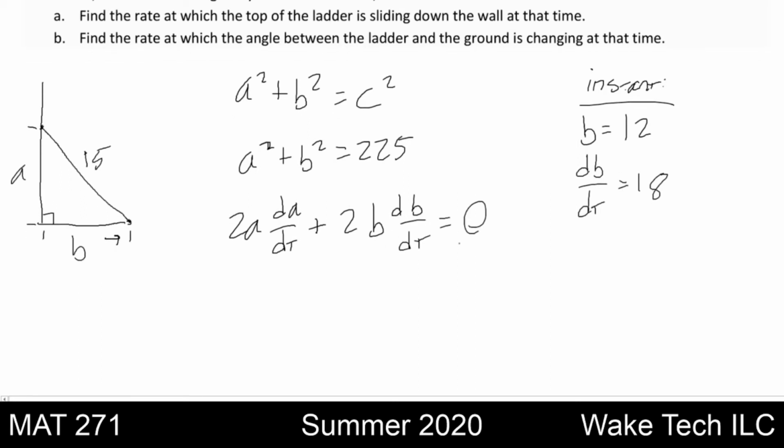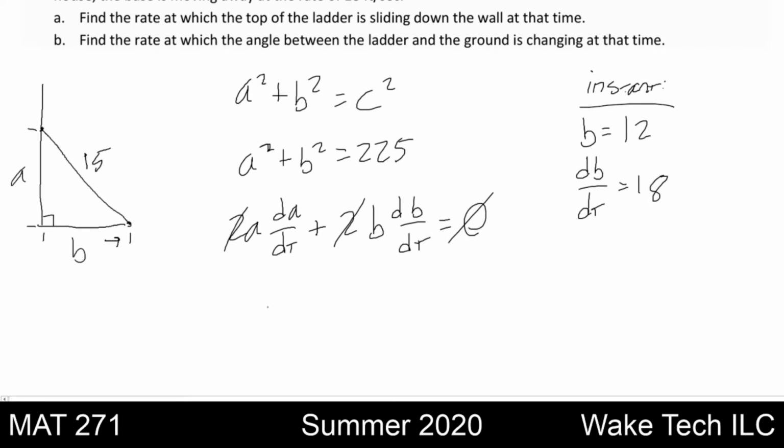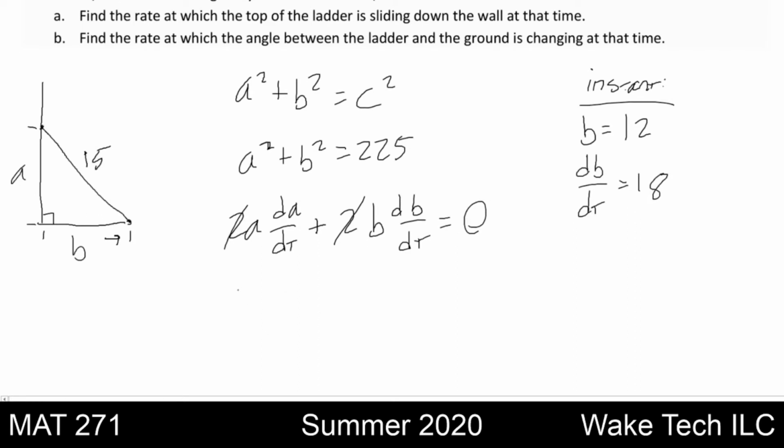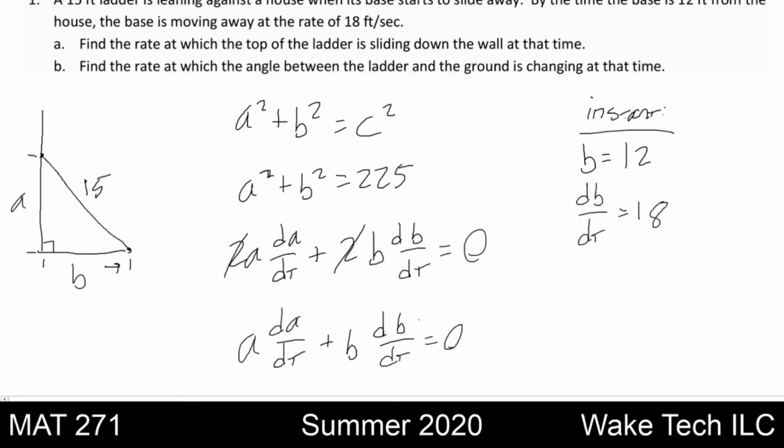I noticed that all of these have 2 in front of them except for 0, but that's not going to matter because when I divide by 2, the 0 is not going to change. The 2's all go away, and 0 is going to turn into 0 here, so I don't really need a slash through that. What I end up with, at least so far, is a dA/dt plus b dB/dt. That's equal to 0.